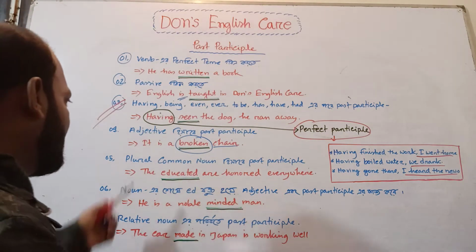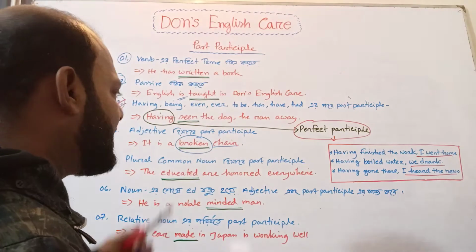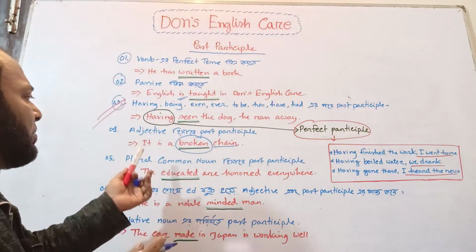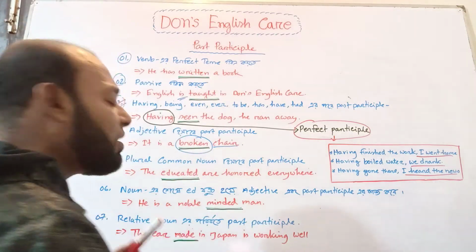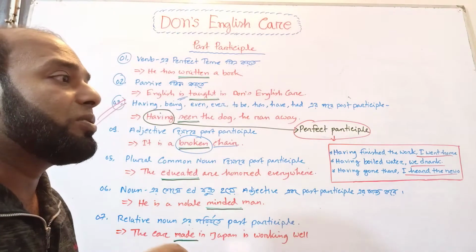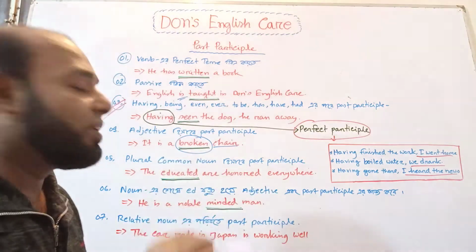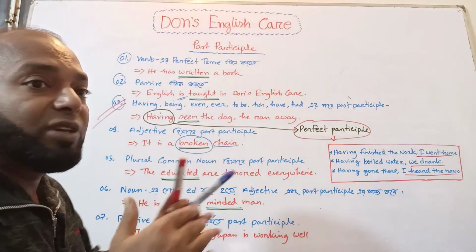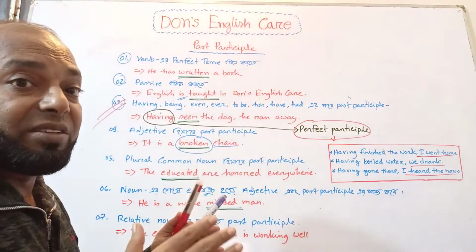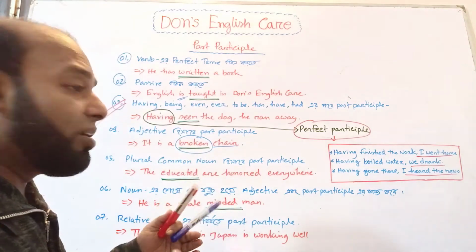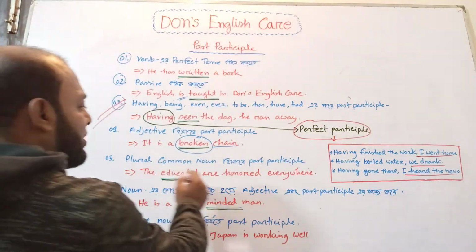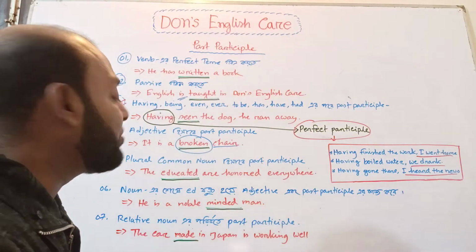Number 5, plural common noun. As a plural common noun, past participle. What is a plural common noun? That verbal form contains verb 3 and also means the plural form. The educated. It's one kind of class, race, nation. The educated contains the meaning of plural form.